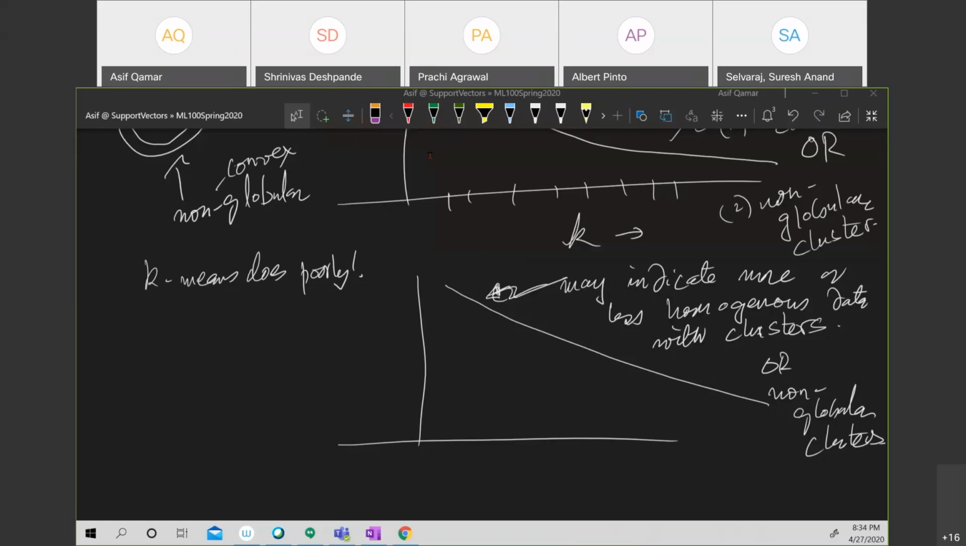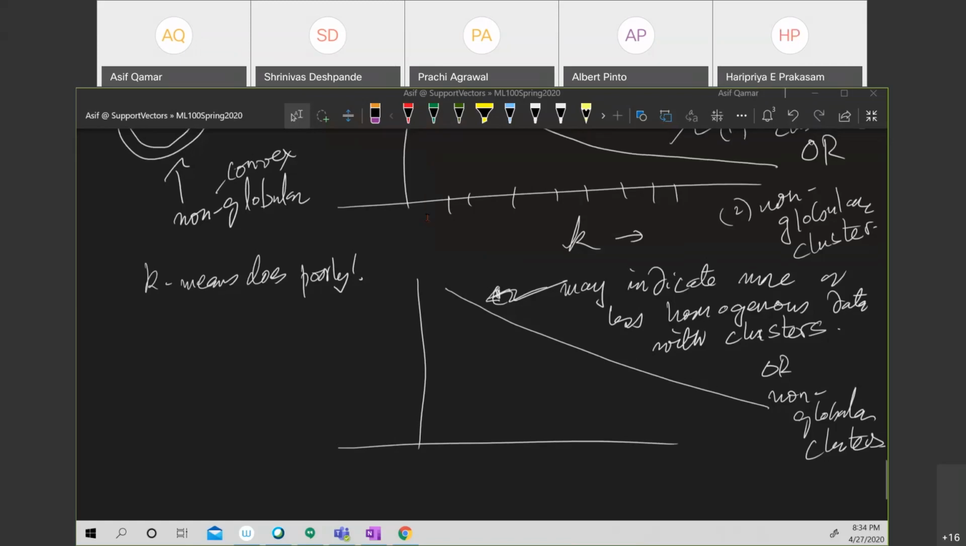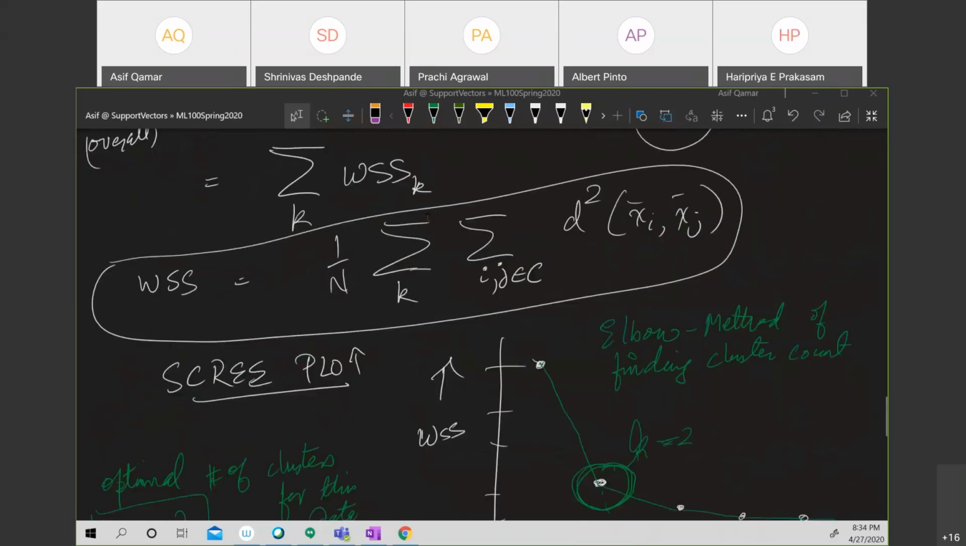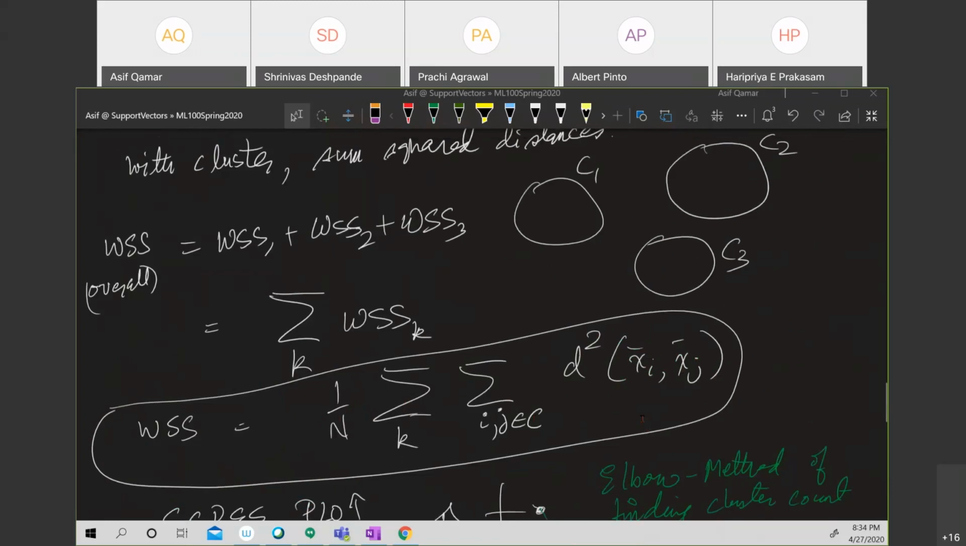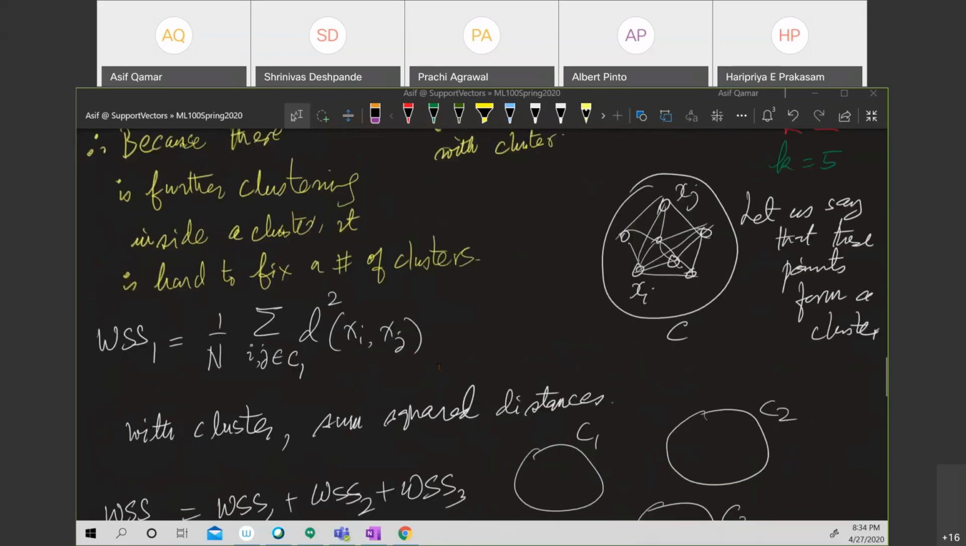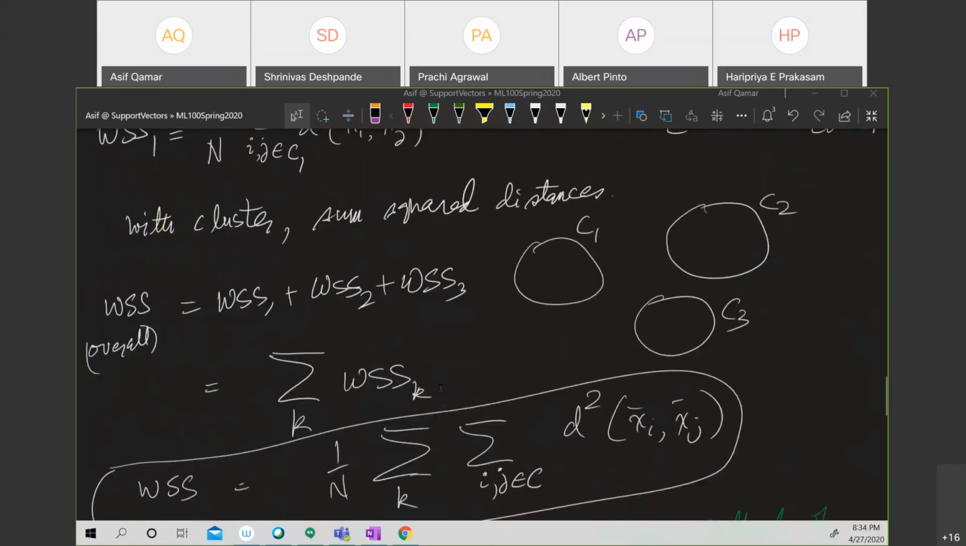Asif, could you please scroll up to the within cluster sum of squared error calculation? By the way, let me check the exact formula. I've given you the intuition and the exact formula. This dividing by 1 by n, I might have made a mistake. Let me check that. Within cluster sum squared distances. So the idea is for each cluster, you find this WSS for each of the clusters. And once you have found the WSS for each of the clusters, now you go and add up all the WSS.